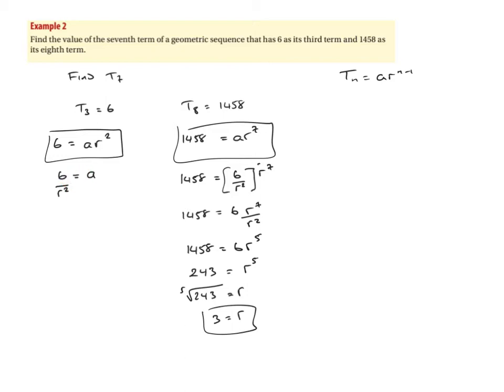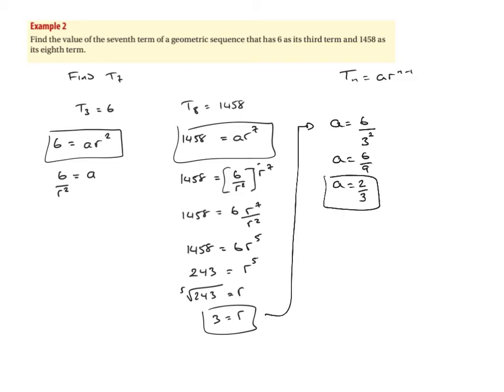So I'm just going to go up to the right hand side here. So we now know that a is equal to 6 over r squared, and our r is 3, so 6 over 3 squared. That means that a is equal to 6 over 9, so a is equal to 2/3. Perfect. I haven't answered the question because we were asked to find T7, but we now have our a and our r, so we should be okay.